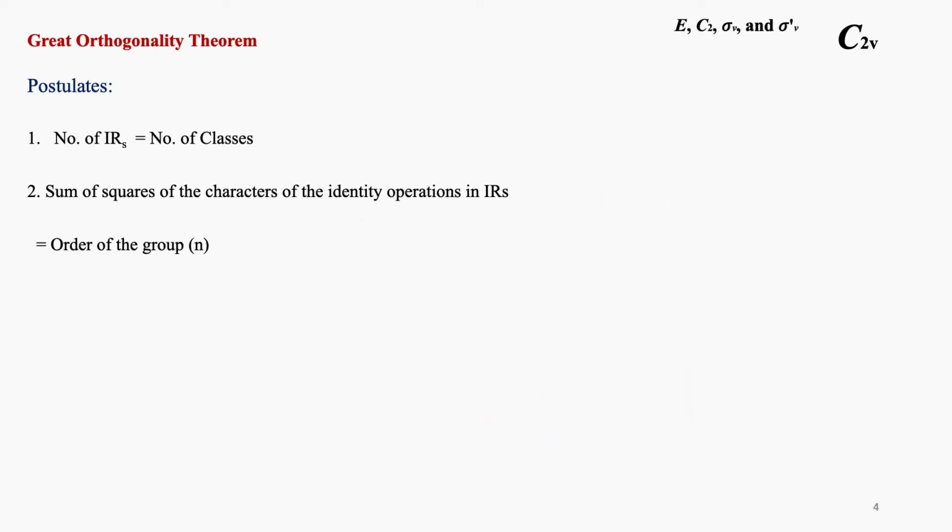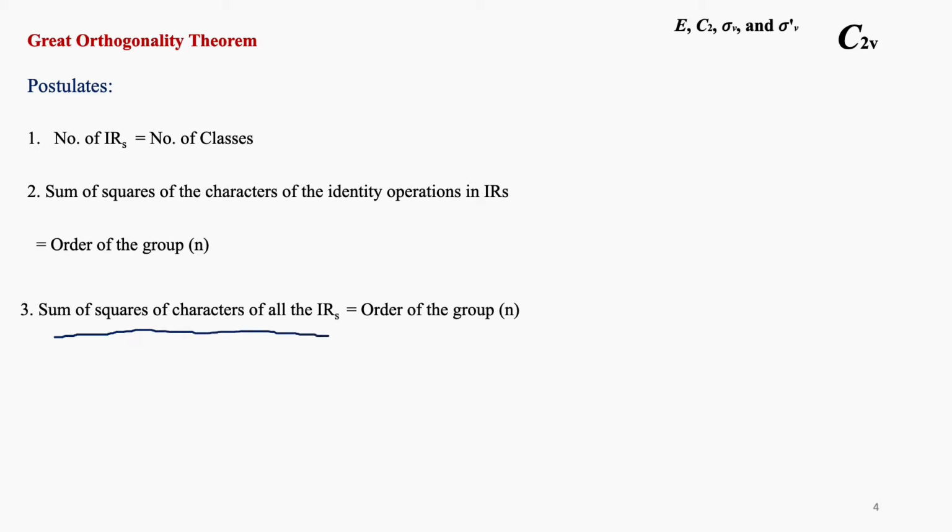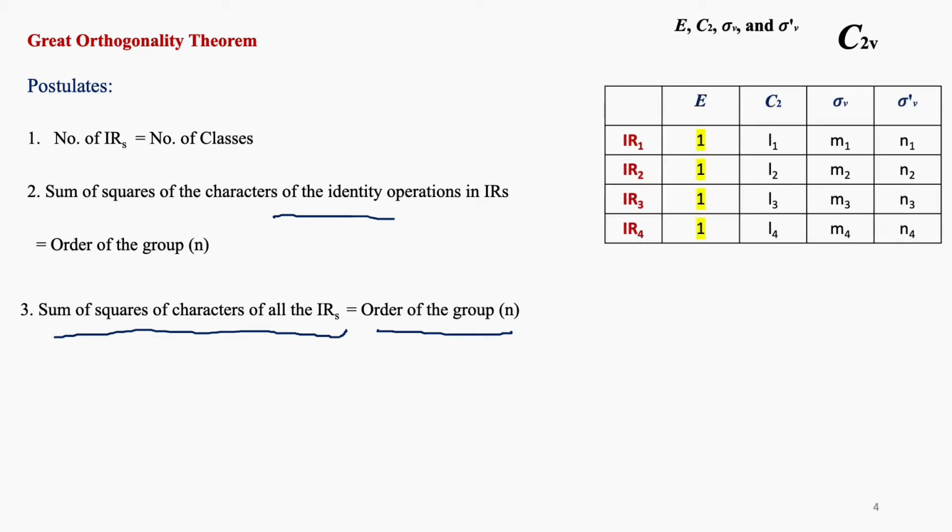Let's move on to the third postulate, which states that the sum of squares of characters of all the irreducible representations, or IRs, will be equal to the order of the group, that is n. So previously we stated that the sum of squares of the characters of identity operations will be equal to the order of the group. And the third postulate says that the sum of squares of characters of all the irreducible representations will be equal to the same answer, that is 4, as per the previous slide.